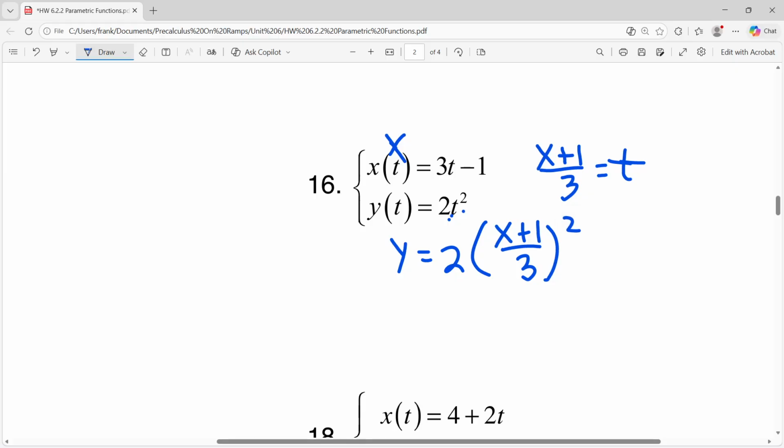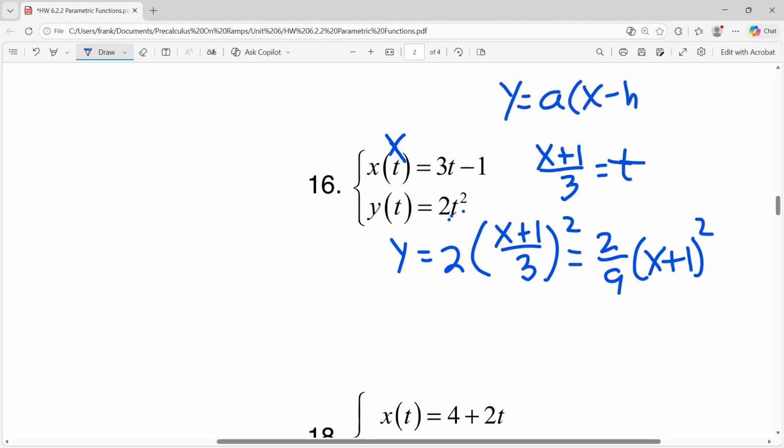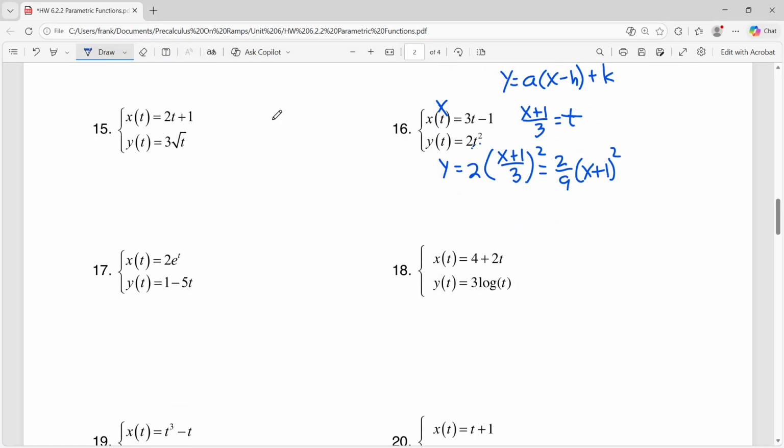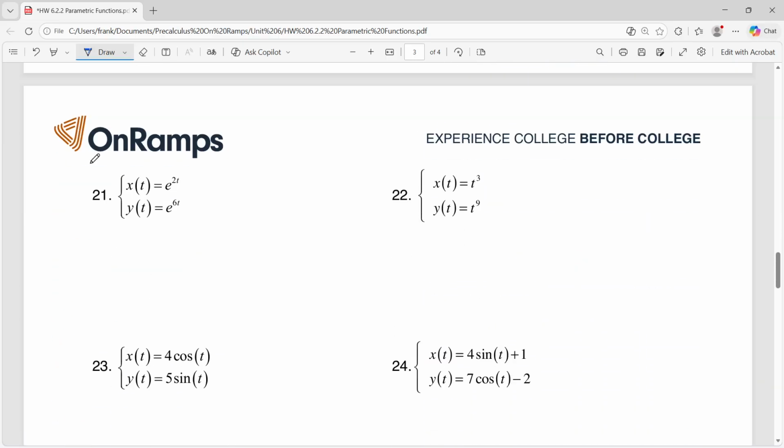You can leave it that way, or you can square that 3. So 3 squared is 9. y equals 2 over 9 times (x plus 1) squared, which is probably better because this is y equals a times (x minus h) squared plus k. That's the vertex form of a parabola equation. Okay, 16 done, then I have to do 21 through 26.